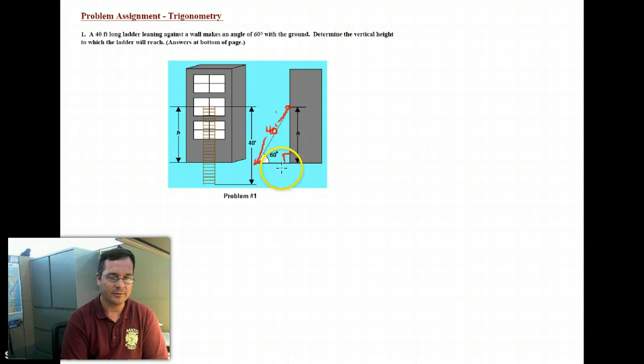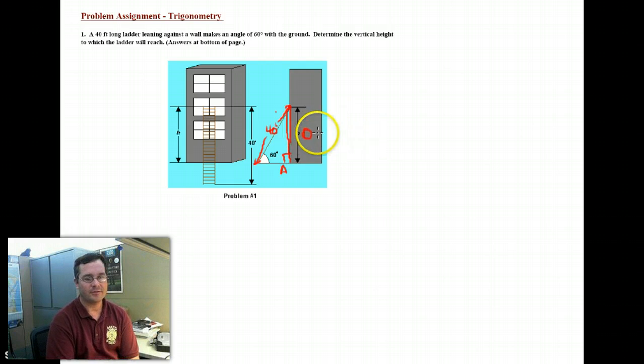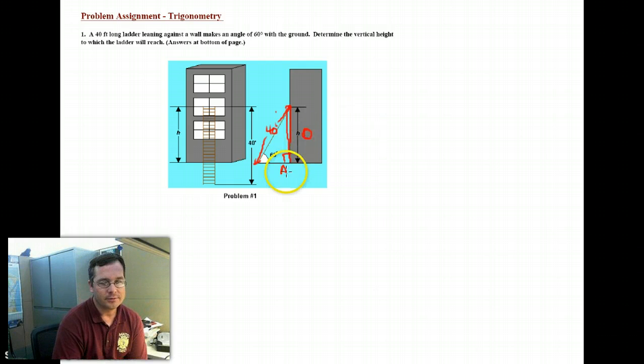And I'm going to call this leg on the bottom side A, and that's for adjacent. And I'm going to call the leg over on this side, which they've labeled as h, side O. And that's just to remind us that this is the side of the triangle that is opposite the angle of interest. Okay, so if I actually drew that side of the triangle, it'd be right along this line here. So the question is, how do we relate side O, side A, and the hypotenuse of 40 feet?